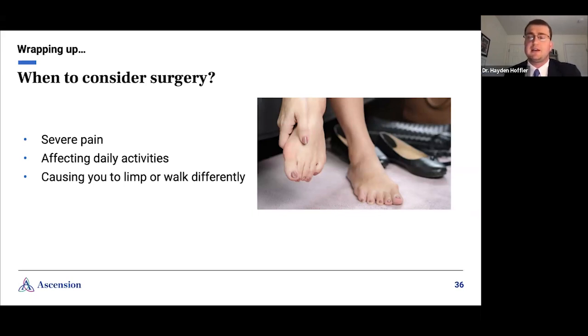Is it affecting your daily activities? Is it affecting you to go down the stairs? Is it affecting you when you get up and use the restroom or take out the trash, mowing the lawn, things like that? And then is it causing you to limp or walk differently? Some patients have come in and see me with canes because their bunions or toes have hurt so bad. Or is it causing you to limp or compensate by putting more pressure on the other side? Those are the three big reasons. Not to say there aren't any more reasons, but those are the three big reasons to consider surgery.